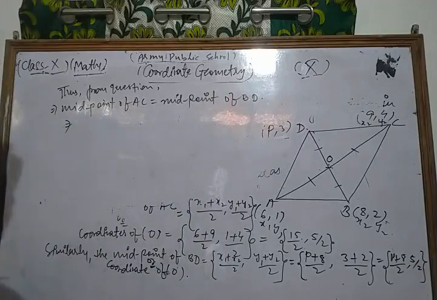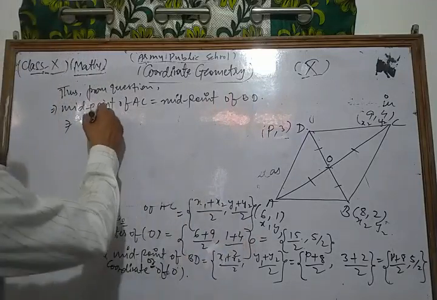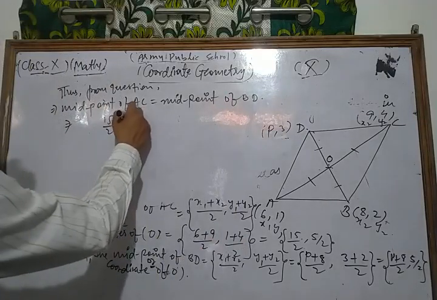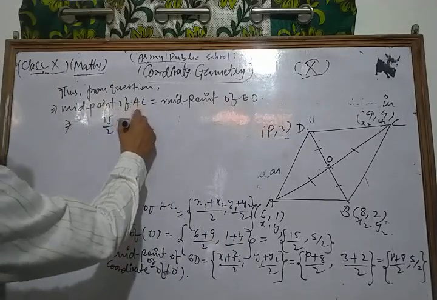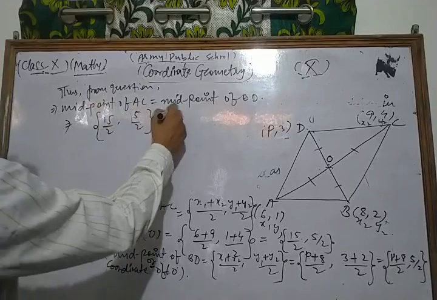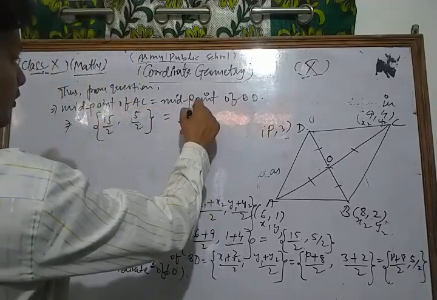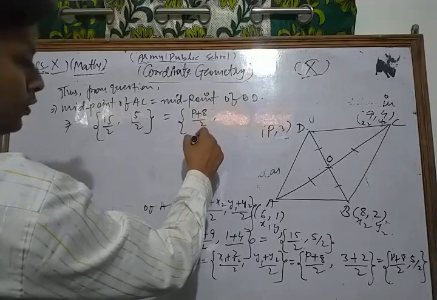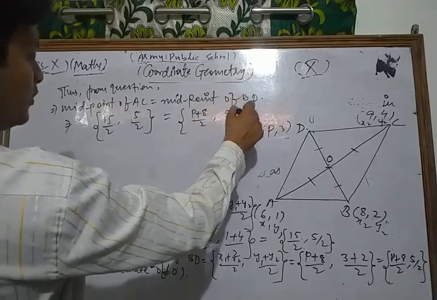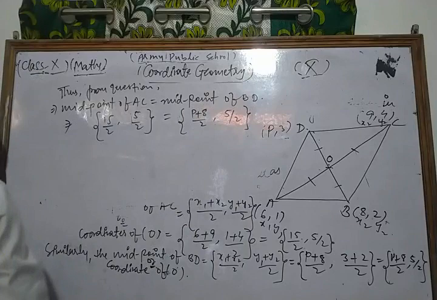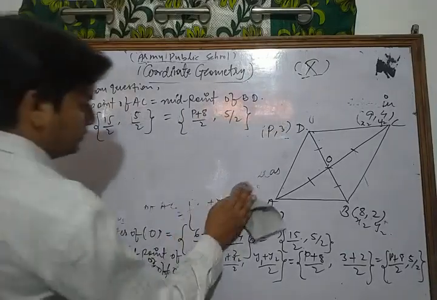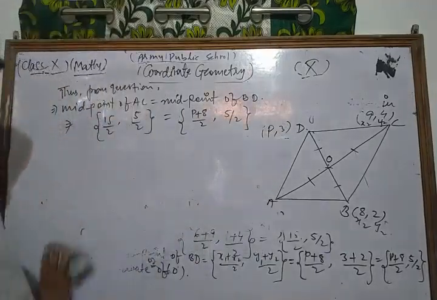Now, the midpoint of AC is 15 upon 2 comma 5 upon 2, which is equal to the midpoint of BD, which is p plus 8 upon 2 comma 5 upon 2. Okay, now we compare the abscissa and ordinate.